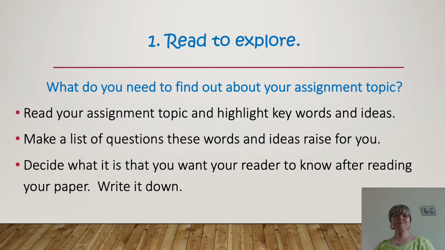So the first one, read to explore. What do you need to find out about your assignment topic? Read your assignment topic and highlight keywords and ideas. Make a list of questions these words and ideas raise for you. Decide what it is that you want your reader to know after reading your paper, and you could write this down. You can then afterwards compare what you have written down with the content of your paper to see if you've achieved your goal.